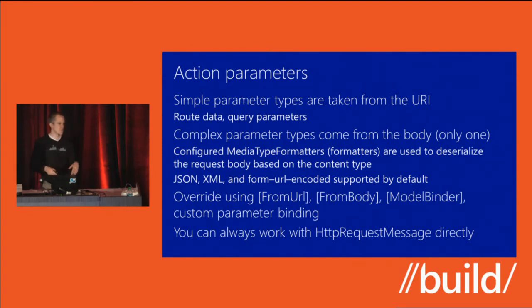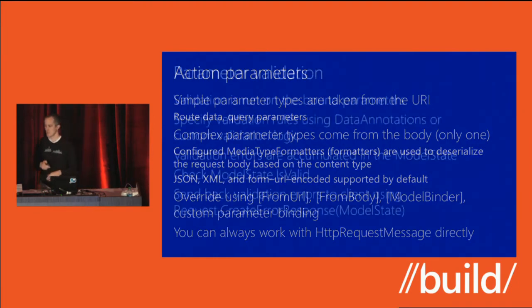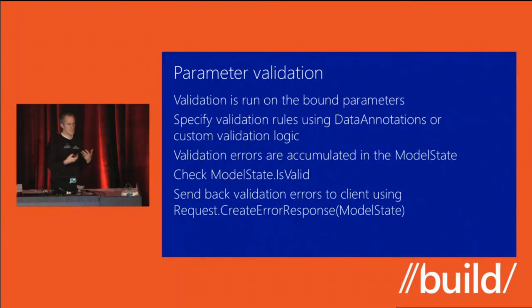The HTTP request message is right there. It's available to you. You can look at its headers. You can pull the data out of its content. The parameter binding is just there to make your life easier, but you can always drop down to the request message itself. As the data comes in and we bind it to the parameters, we also validate the data.